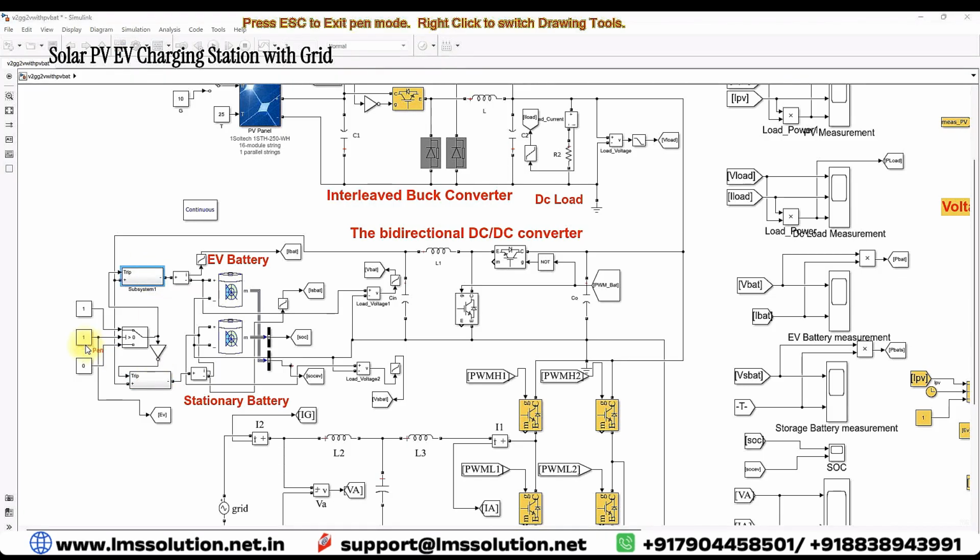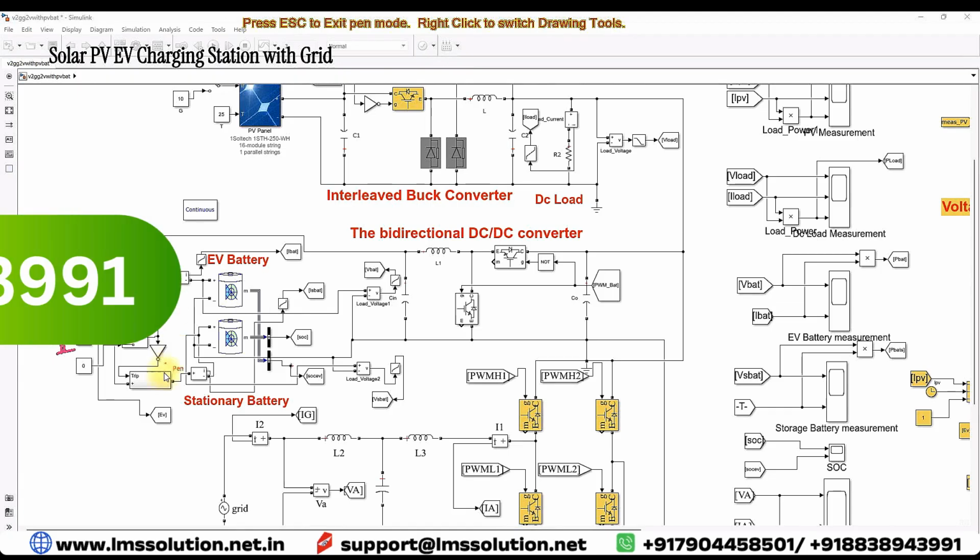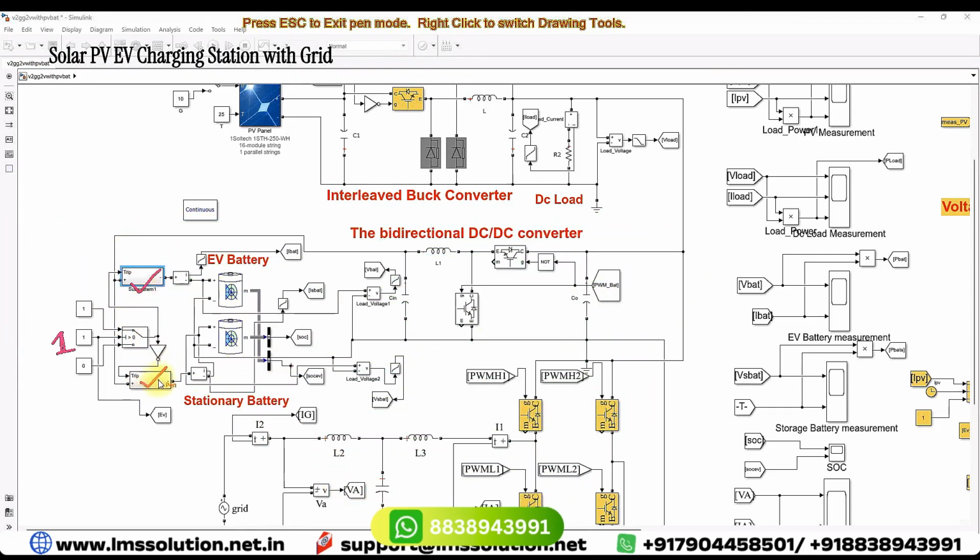Here you can see that this is a control logic. If it is 0, it means EV is not connected to the system. If it is 1, it means EV is connected to the system. If 0, it will generate 0 here, and the circuit breaker will be tripped, and then here we will have 1 and it will enable this trip. Then the stationary battery will be connected when the signal is 0. Next, when the condition is 1, this switch will be connected, and this circuit breaker will be disconnected from the system. The stationary battery will be disconnected, and only the EV will be connected in the system.